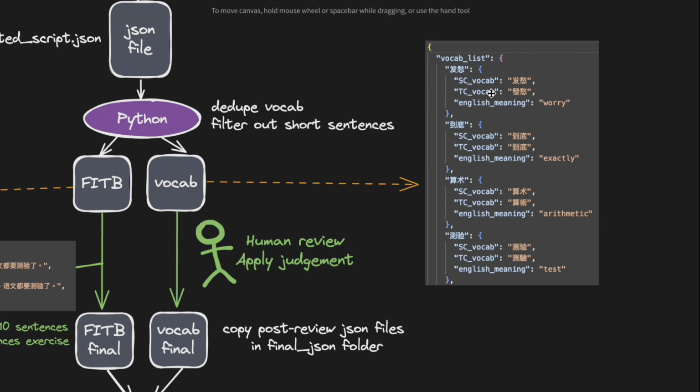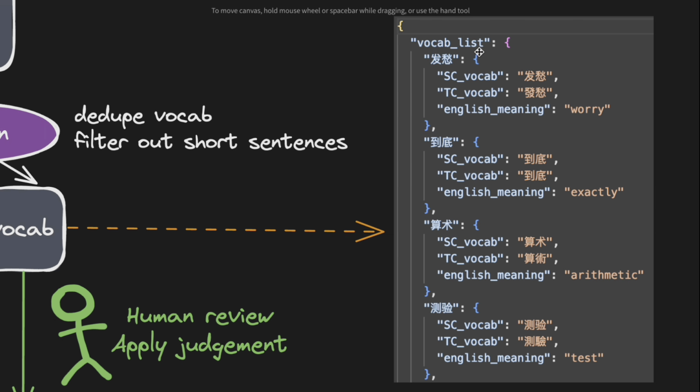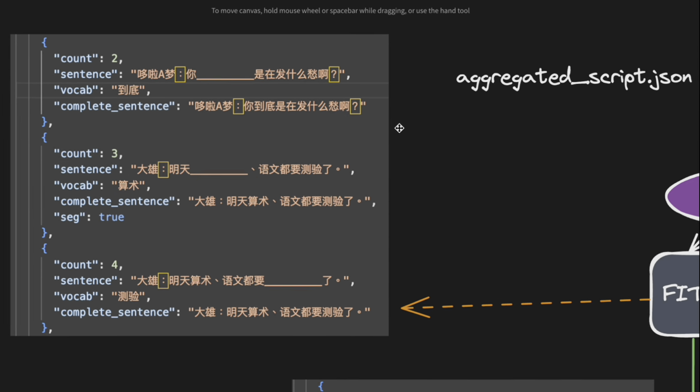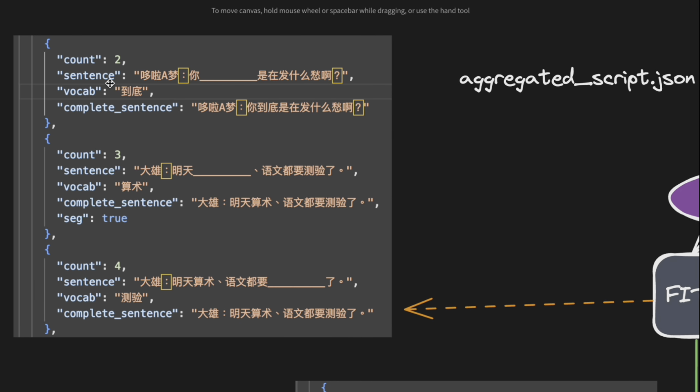You'll see it's just formatted a little bit differently. Here we have a vocab list, with the vocabulary as the key, and the value is an object that contains simplified Chinese, traditional Chinese, and English meaning. We use the vocab as the key just as a method of deduplicating. And then here, FITB looks something like this. There's a sentence which has the vocab masked out. It has the complete sentence, which is a reference for the teacher or the parent. And then the correct answer that should go in here is here.